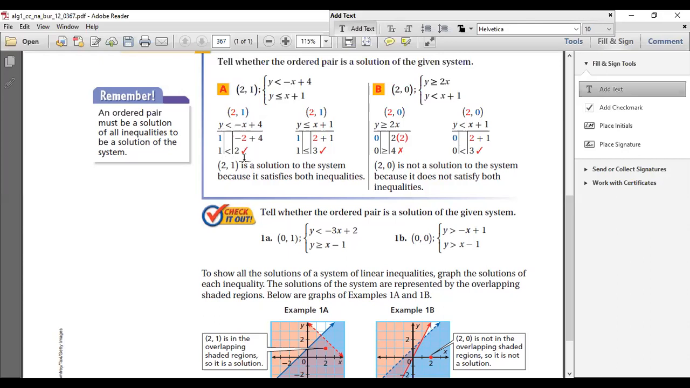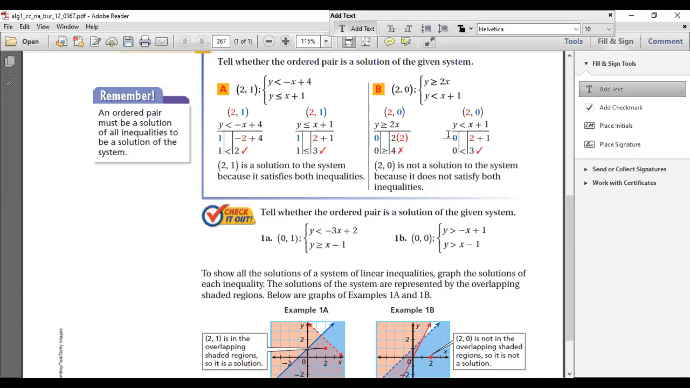Now, if it is correct, you must surely check the next one too. If the first one is correct, you must check the next one. So the same ordered pair you will put in y is less than or equal to x plus 1. So y is 1, x is 2, plus 1, which is 3. So 1 is of course less than or equal to 3. It's not equal to, but it is less than 3. So which means this inequality is also right, which means (2, 1) is a solution to the system.